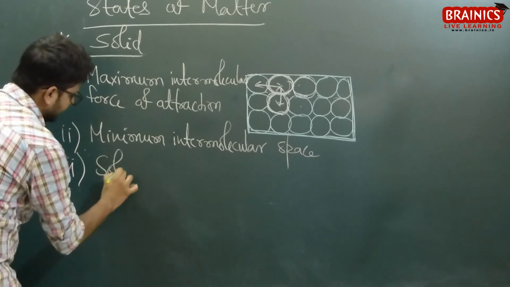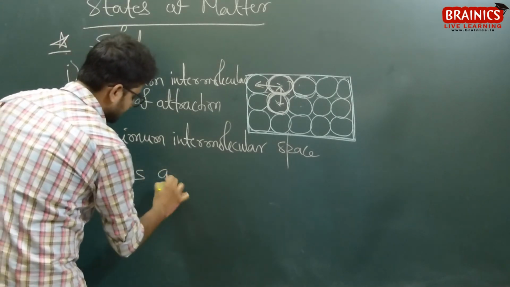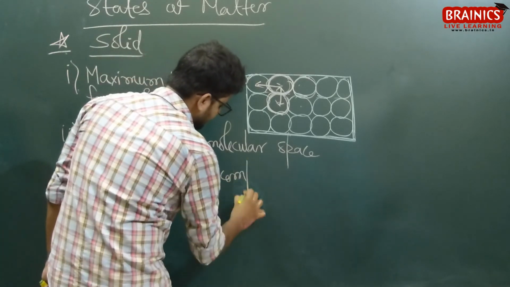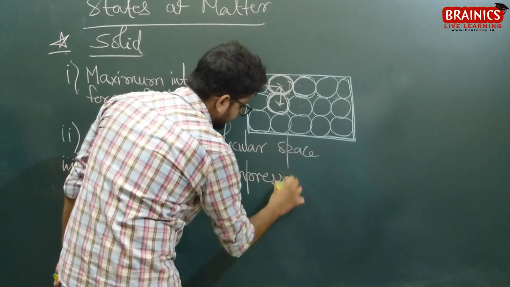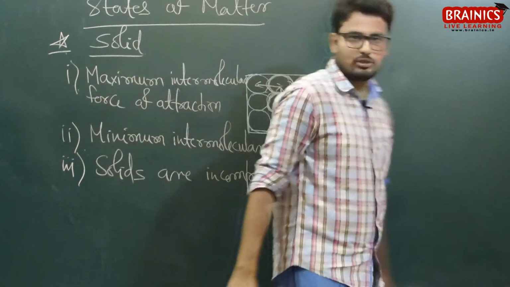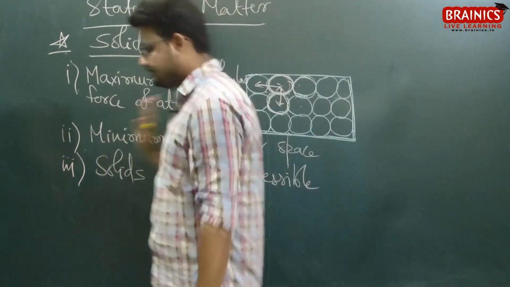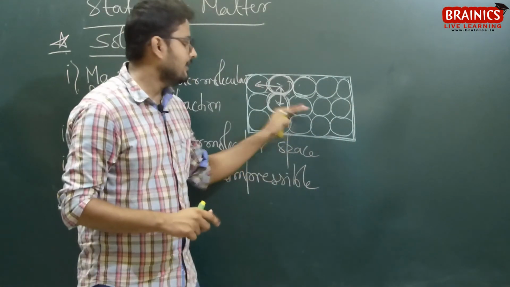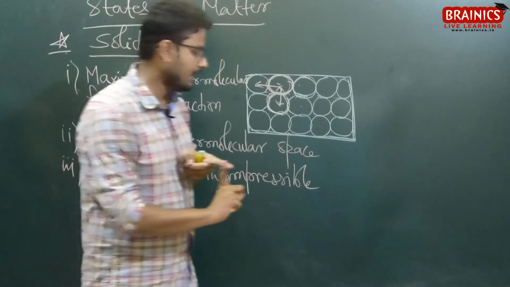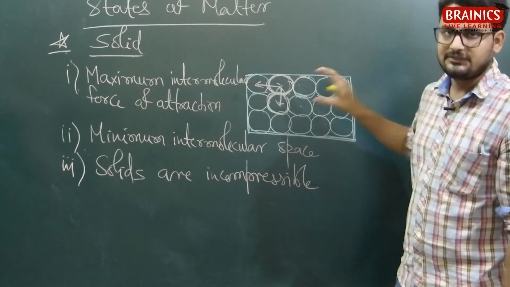Solids are almost incompressible. That's cool. They have a rigid shape, they have fixed shape, they have fixed volume. They have fixed size. You can see they are fixed size, fixed volume.